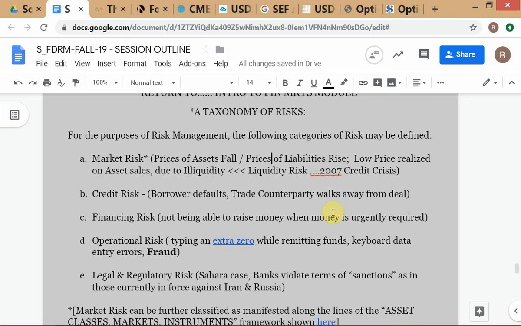You're right that this is the correct one. If we want to always maintain a distinction between price and value, we should use the word price, because in this case it's objective. There's nothing uncertain about it. When the dollar-yen drops to 104, the dollar price of your yen liability is now much higher, right? Okay, so we have understood this. Now you have understood market risk, very easy to understand.